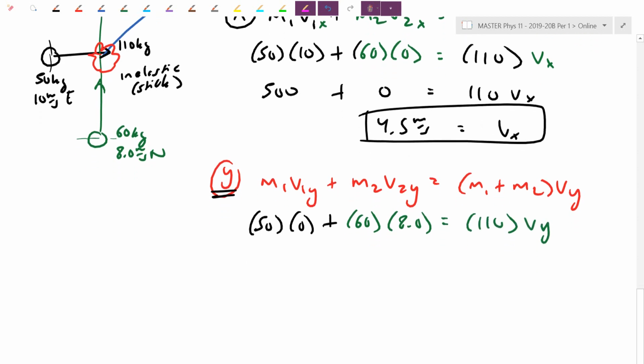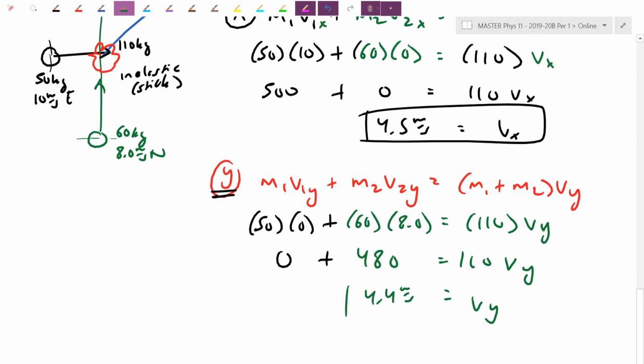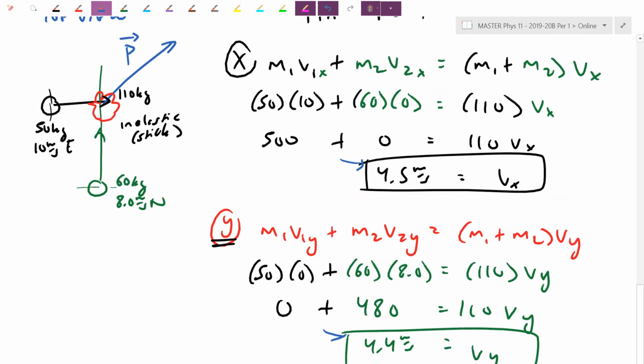What's my vertical velocity going ahead? The first guy gave you no up or down momentum. The second guy, 60 times 8, gives you 480. And therefore this is equal to 110 Vy. The Vy is 480 divided by 110, which gives me here 4.4 meters per second. Again, coincidentally, these are very close together. There's no reason that these ones here have to be very close. In the end, the velocity, I knew it was going to be sort of northeasterly.